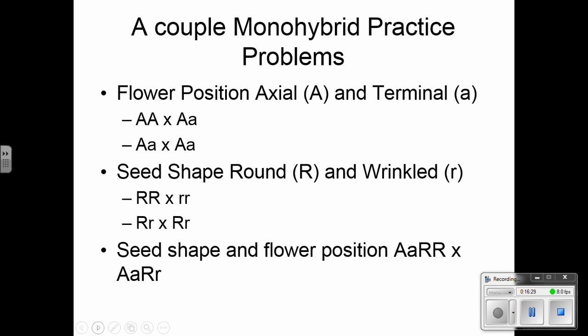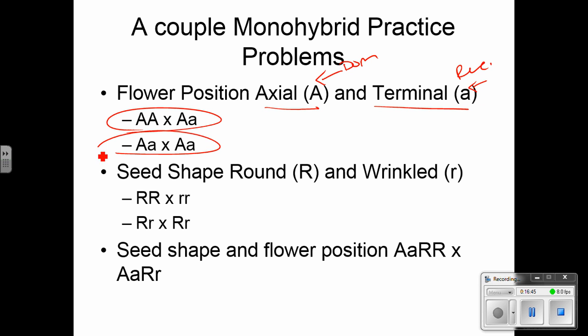Okay, so let's do a little bit of monohybrid practice problems from Bio 1. It should be pretty easy. We have flower position, axial and terminal. Notice that axial has a capital letter, so that means it's dominant, and terminal has a lowercase letter, which means it's recessive. So go ahead and see if you can do those problems. So I'll do one of them here.